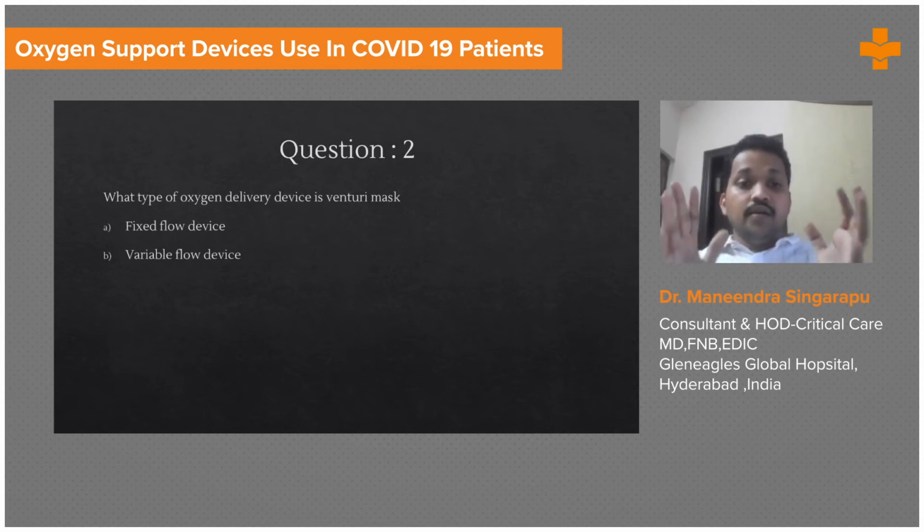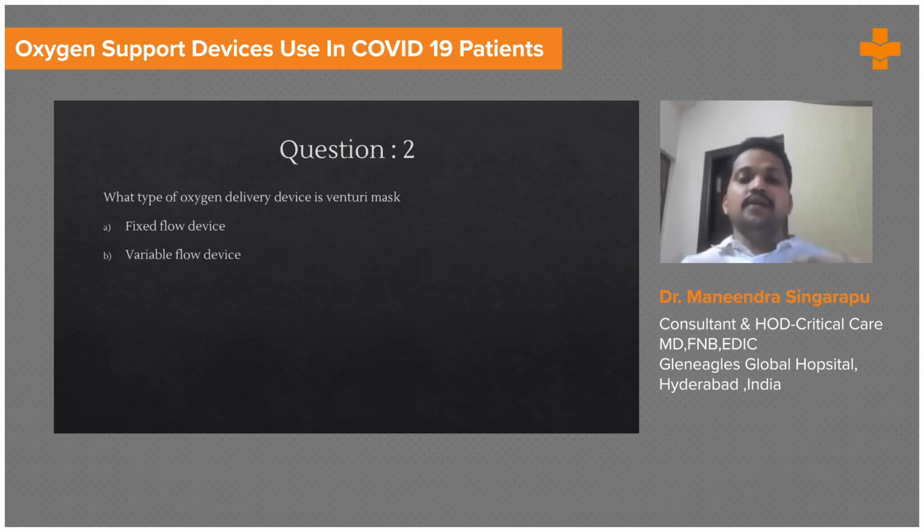So what is the major difference between variable performance and fixed performance device? Your FiO2, that is the fraction of the inspired oxygen which the patient is taking, is fixed in a fixed performance device and variable in the variable performance device. And on what does the FiO2 depend in a variable performance device? It depends upon the patient's effort.